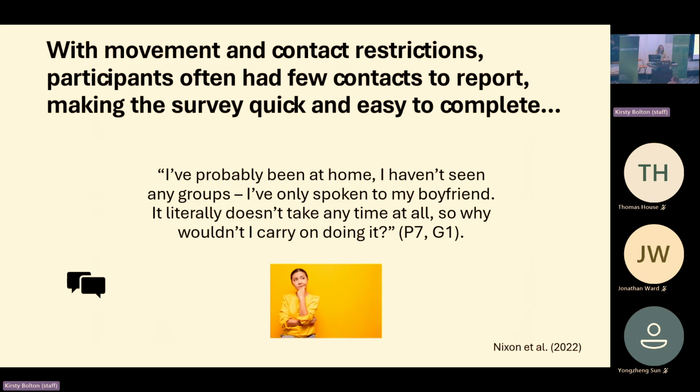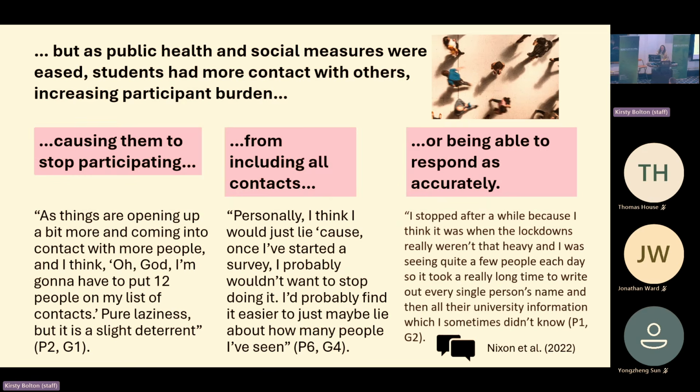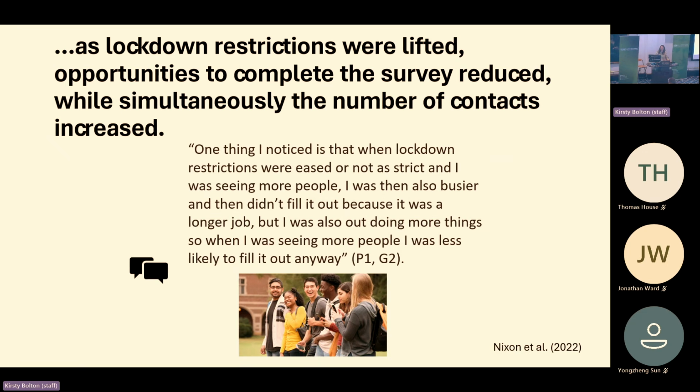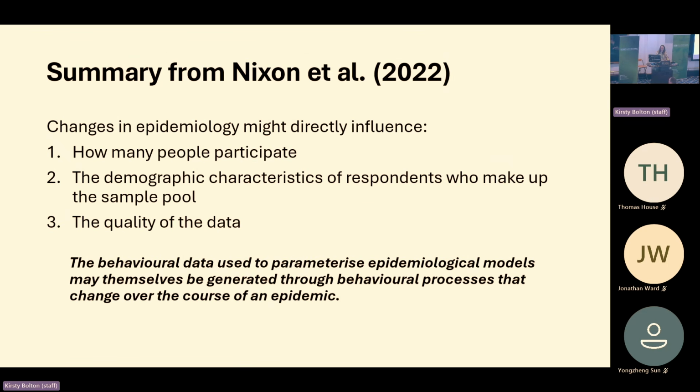Another additional point is that with the movement and contact restrictions, participants often had fewer contacts to report. So it made it quicker and easier to complete. But then as the social measures were eased, they had more contact with others, and that meant it took them longer to complete the survey because they had more things to fill out. And it was also easier for them to complete the survey because they had more time spent online in lockdowns, but as it was eased, the opportunities to complete the survey were reduced.